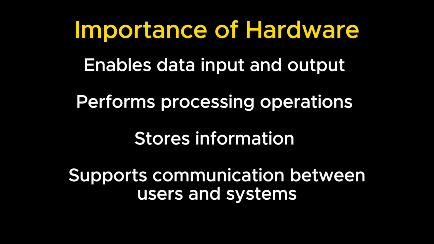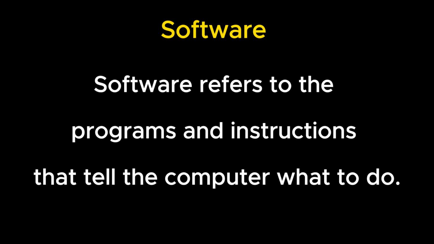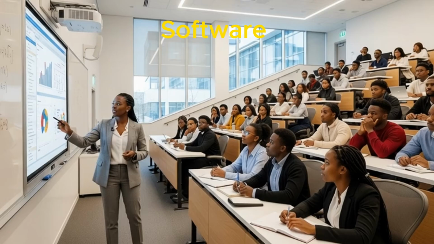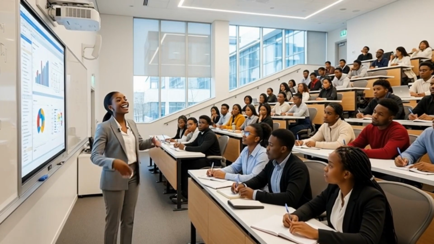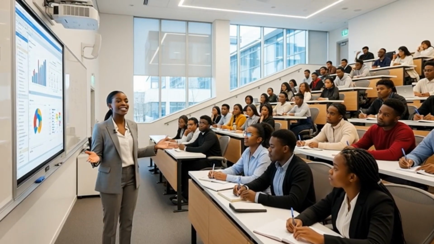Importance of hardware. Hardware is important because it enables data input and output, performs processing operations, stores information, and supports communication between users and systems. Software. Software refers to the programs and instructions that tell the computer what to do. Unlike hardware, software cannot be physically touched.